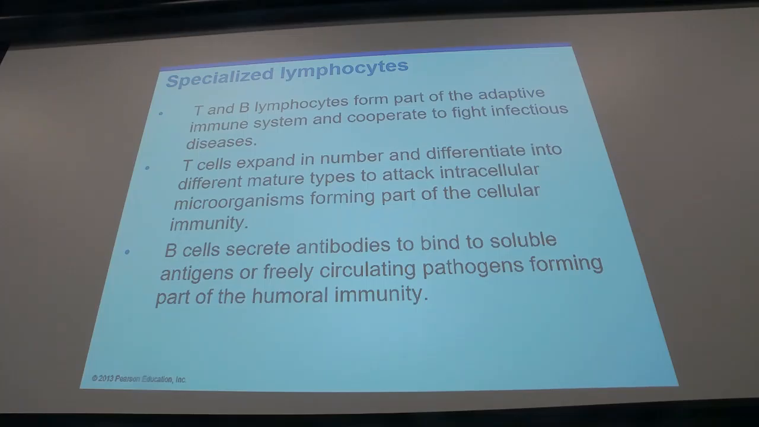And it is called humoral because ancient Greek doctors believed in the presence of humors in our body, including our fluids. They called the fluids in our body humors, and that's how we end up with this name still used today. So these cells secrete antibodies to bind soluble antigens and freely circulating pathogens, forming humoral immunity.